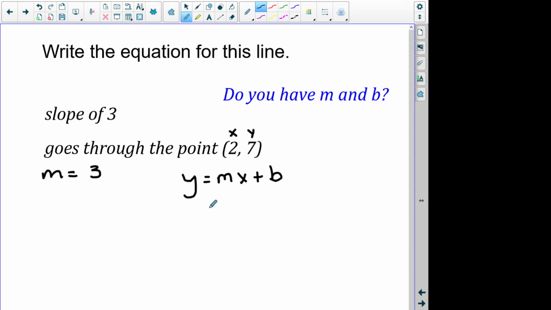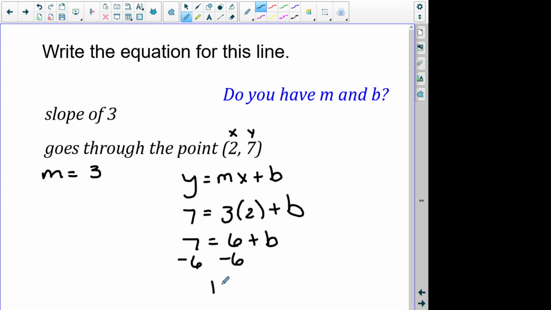So that's what I'm going to do. I'm going to put 7 in for y, is equal to 3, which is the slope, times x, which is 2, plus b. And now I can solve that for b. It tells me that 7 is equal to 6 plus b. If I'm clever, I could say, well, 6 plus 1 is 7, so b has to be 1. Or I can subtract 6 from both sides and say 1 equals b. So I know that my b value is equal to 1.